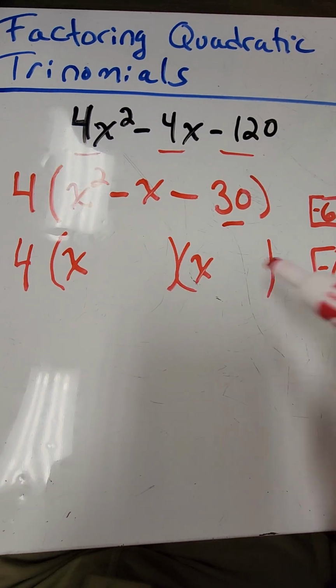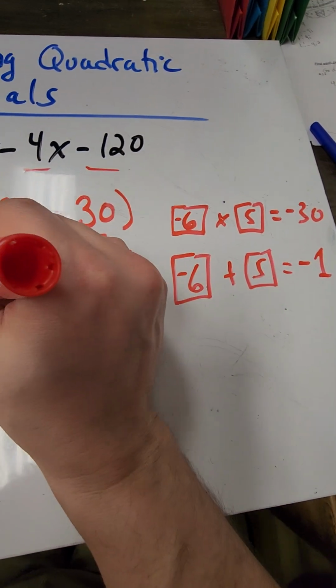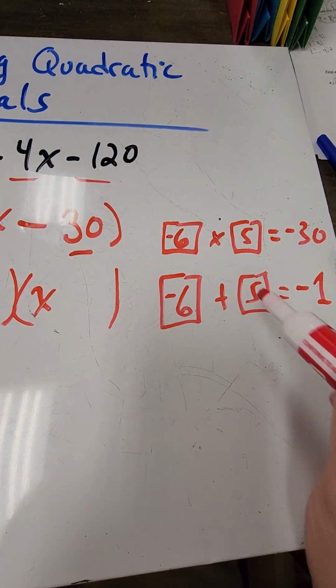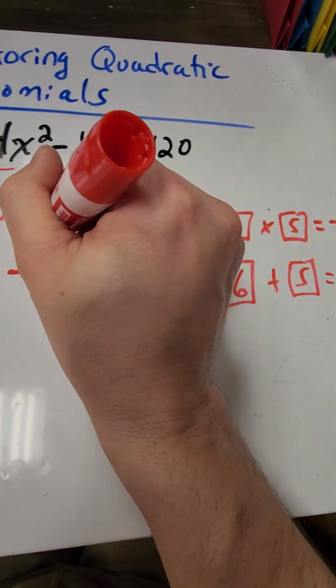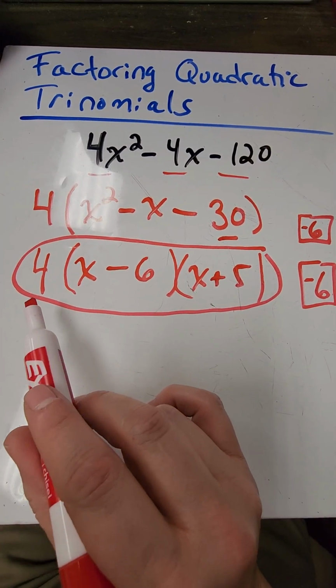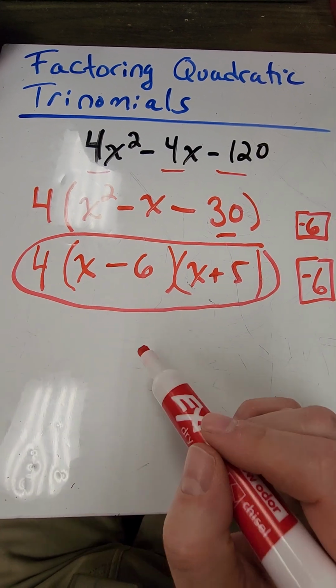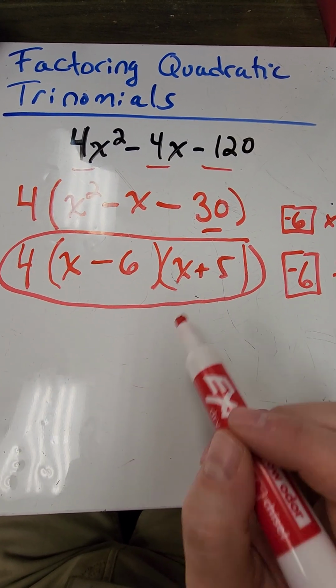So then my final factored form will be x minus 6, and then x plus 5. So the final answer: 4 parentheses x minus 6, close parentheses, parentheses x plus 5, close parentheses.